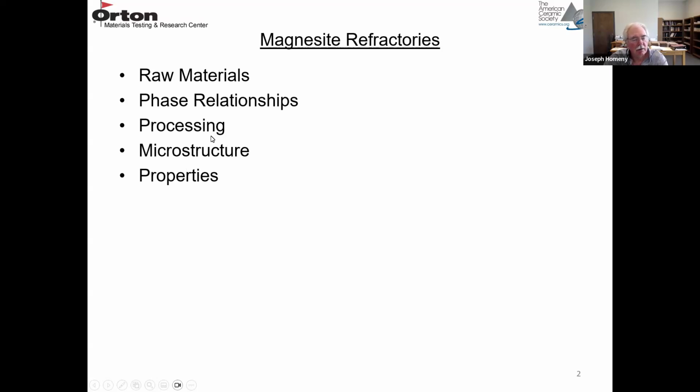We'll use the same format for all of these: the raw materials, the phase diagrams, a little bit about how these materials are processed, what kind of microstructure results, and then a couple of the key properties.